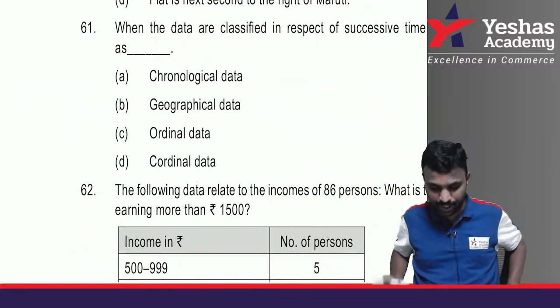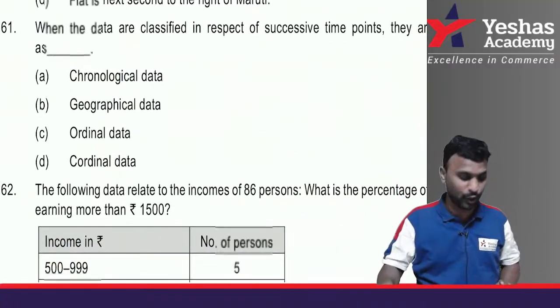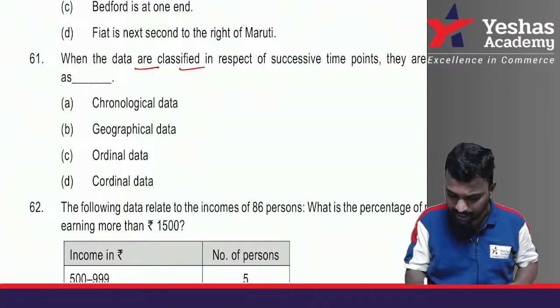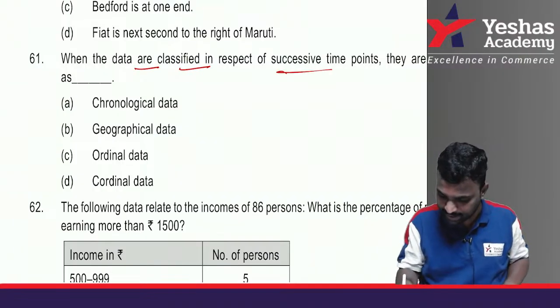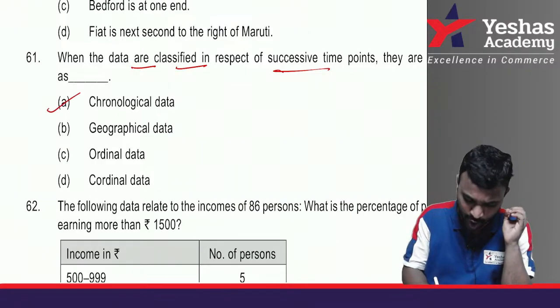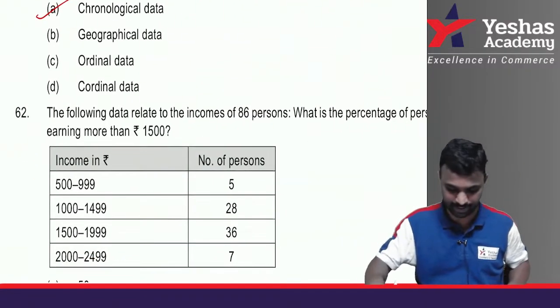With this, the logical reasoning questions are done. Let's now move on to the statistics question. Guys, when the data are classified in respect of successive time points, obviously time points means it is chronological data. Option A is the right answer.